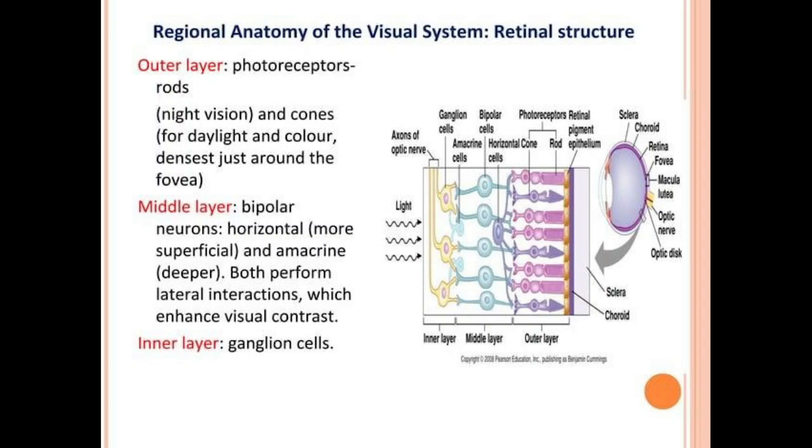Overall, the regional anatomy of the visual system, the retinal structure, is complex and highly specialized, with each layer of cells playing a critical role in the processing and transmission of visual information to the brain.